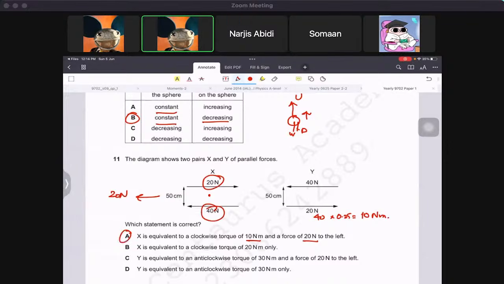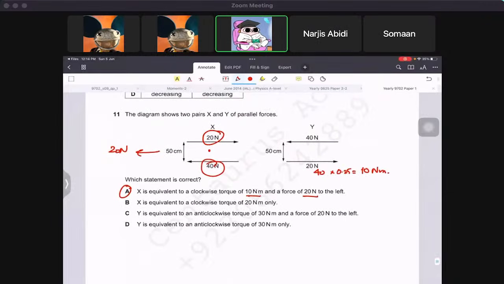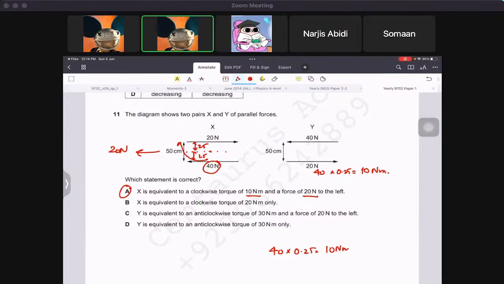Okay, because the torque is clockwise. Now, then going to 12. Wait, I don't get this. Okay, where do you get the 0.25 from? I took the moment about the center. You can take it from any point, okay? So about this center, this distance is 25, this distance is 25, right? So the moment due to 40, which is the larger force, 40 times 0.25 is 10 Newton meter. Do you understand? Yeah, got it. So you have to take it from the center right here.